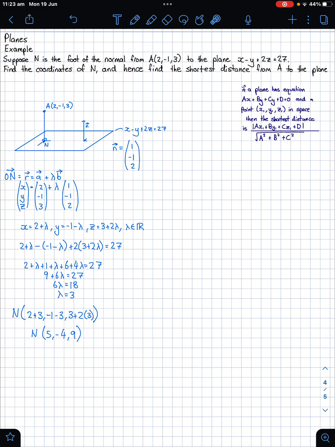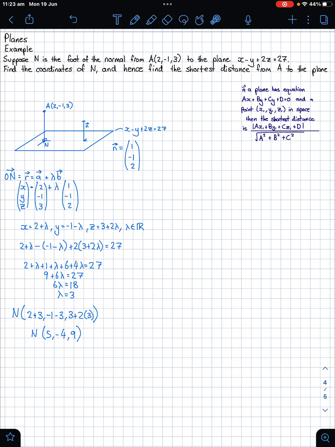So in this question, we've got: suppose N is the foot of the normal from A (2, -1, 3) to the plane x - y + 2z = 27. Find the coordinates of N and hence find the shortest distance from A to the plane.